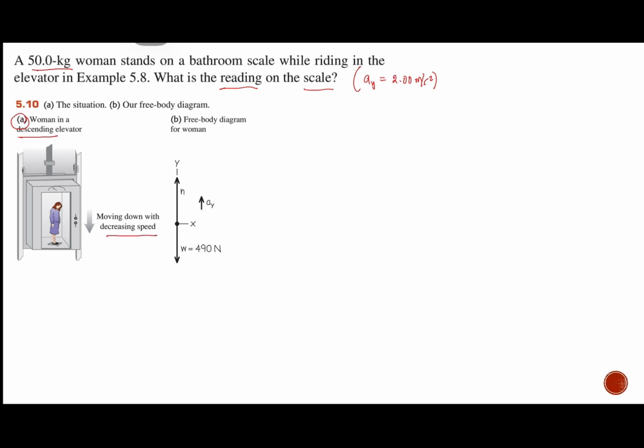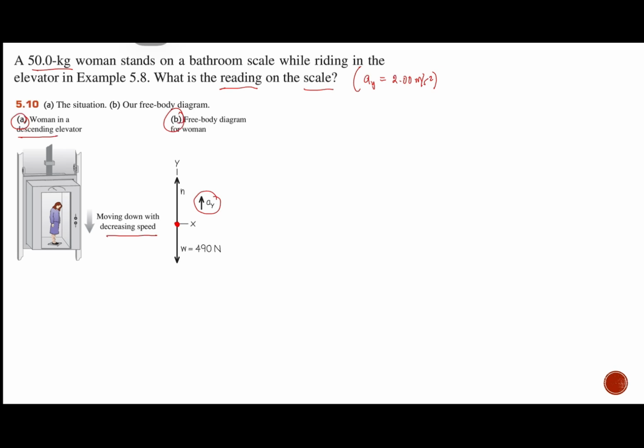If we draw the free body diagram for the woman, which is in letter B, we have the normal force. This dot here is the woman. The normal force is going to the positive y-axis. And then we also have the weight of the woman. And then we also have here the direction of our acceleration along the y-axis. Again, this is an example of an application for Newton's second law.